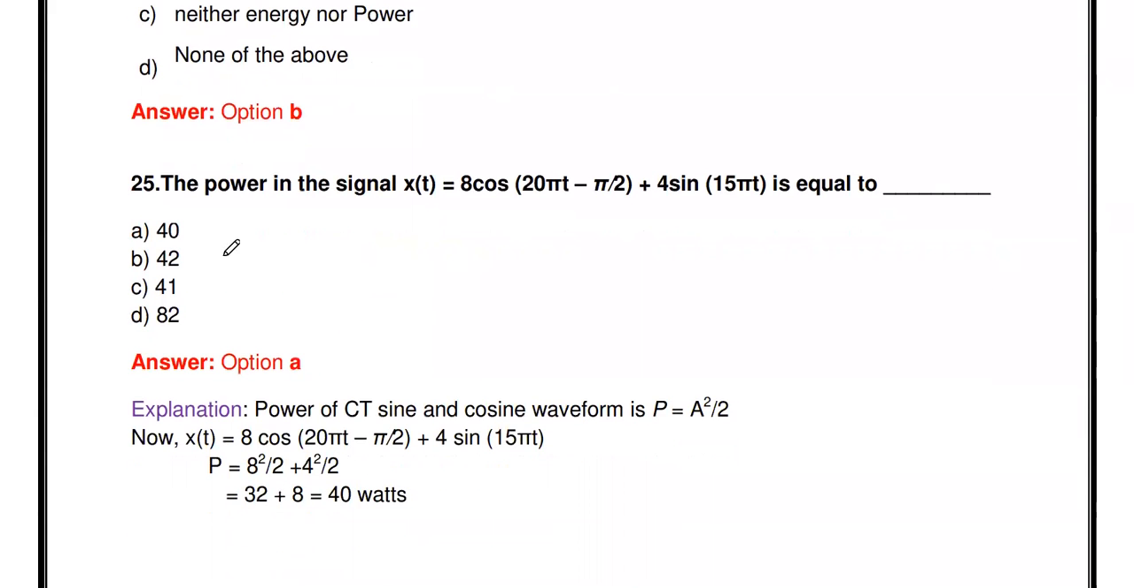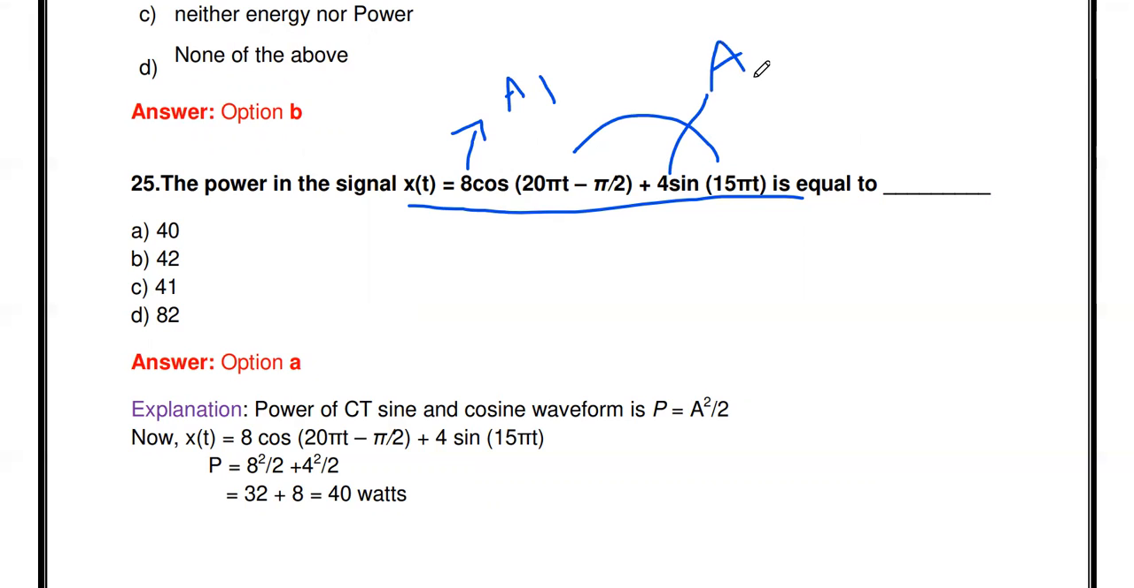The power in the signal x of t equal to 8 cos(20 pi t minus pi by 2) plus 4 sine(15 pi t) is equal to what? Here the x of t signal consists of two terms: one is a cosine signal, another is a sine signal, of different frequency and different amplitude. This 8 is the amplitude of the cosine waveform, A1, and this 4 is the amplitude of the second sine waveform, A2. So what is the power of this addition of two signals?